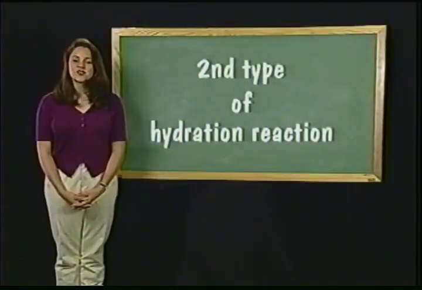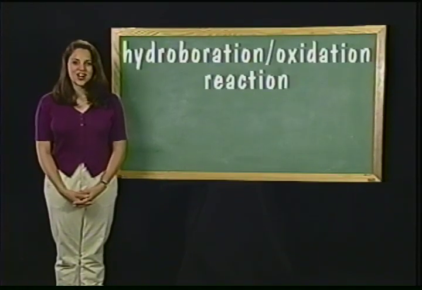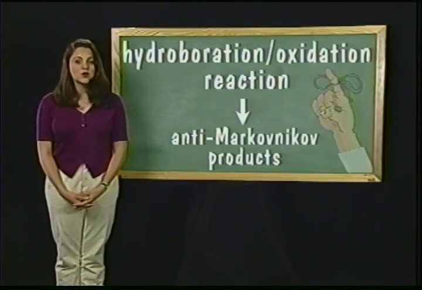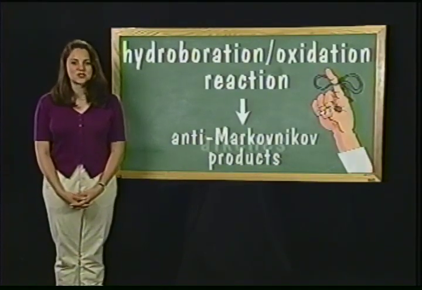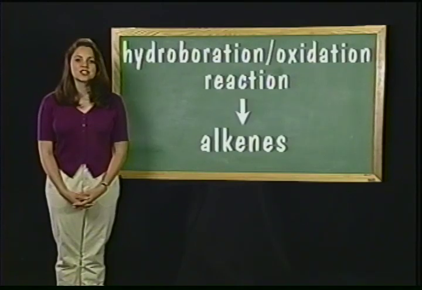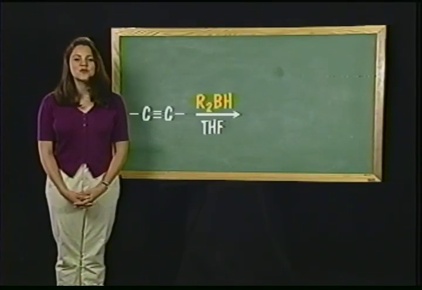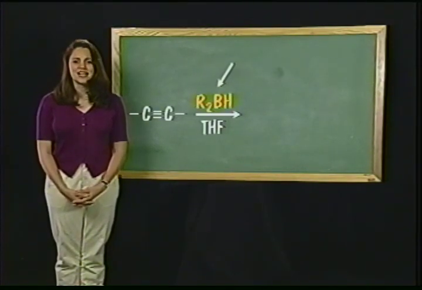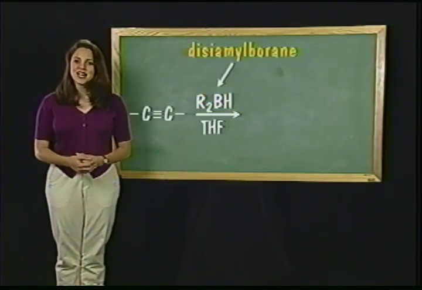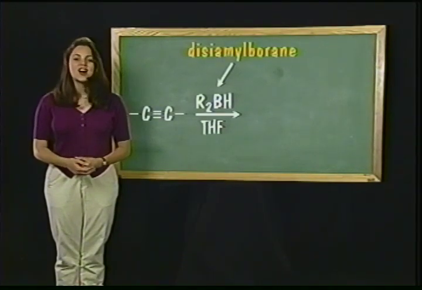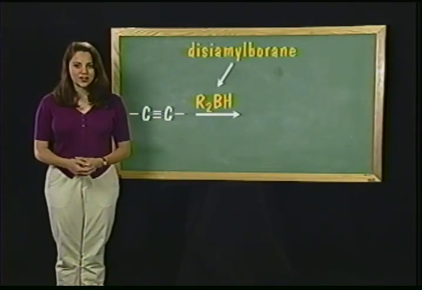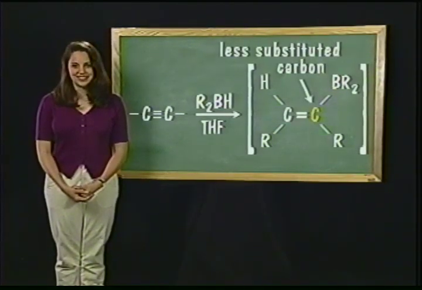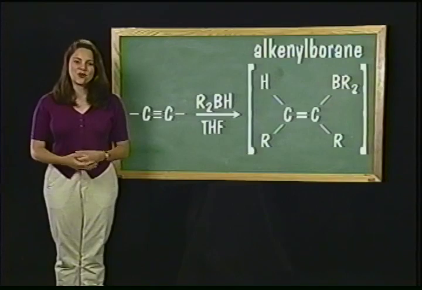The second type of hydration reaction is the hydroboration oxidation reaction, which yields anti-Markovnikov products. Remember, we already saw this reaction once with alkenes. In this reaction, an alkyne reacts with a borane, which already has two alkyl groups. This two alkyl group containing borane has a pretty weirdo name, dicyamylborane. So anyway, our alkyne reacts with dicyamylborane, yielding an alkene sporting a boron on the less substituted carbon. This thing is called an alkynylborane.